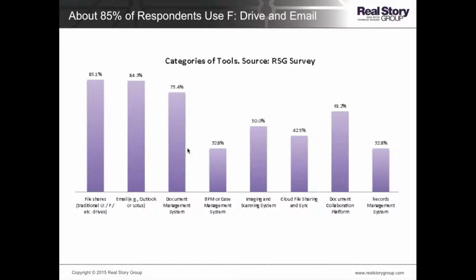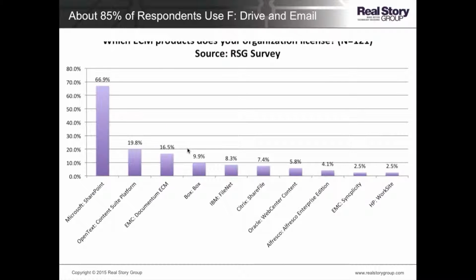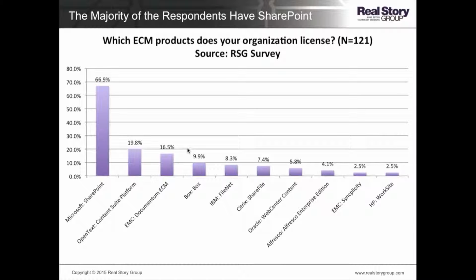So let's move on to the detailed statistics then. We'll look at some specific numbers and details. This chart shows percentage of respondents using different categories of tools in terms of file shares, document management, collaboration, and so on and so forth. We found that about 85% of the respondents use F drive or traditional file shares and emails to manage their documents. So shared drives and email are still pervasive for managing content.